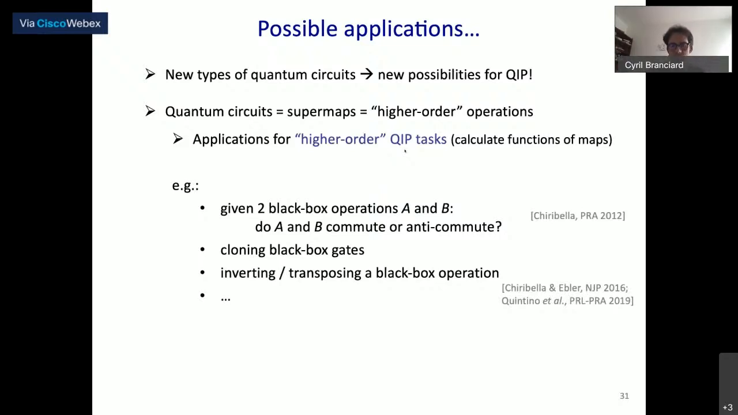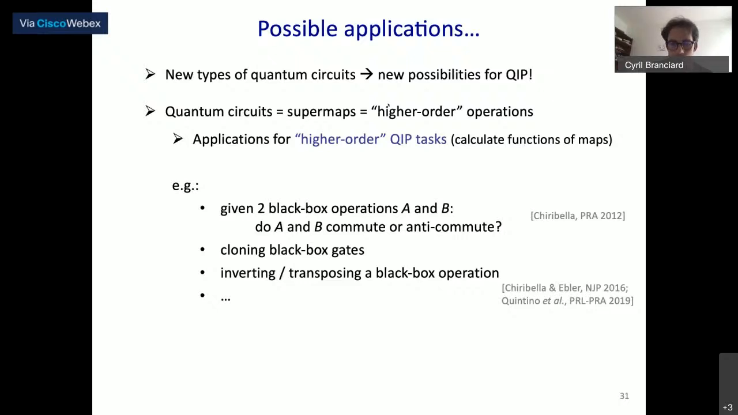And so typically, since those circuits are seen as supermaps or higher order operations, we would look for applications for higher order QIP tasks, which compute functions of maps. So here are a few examples.